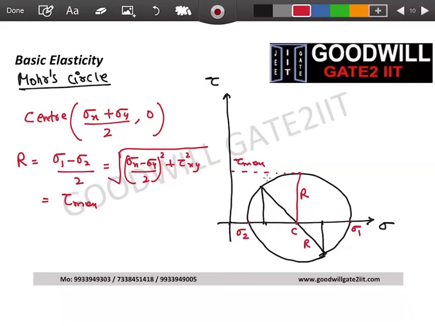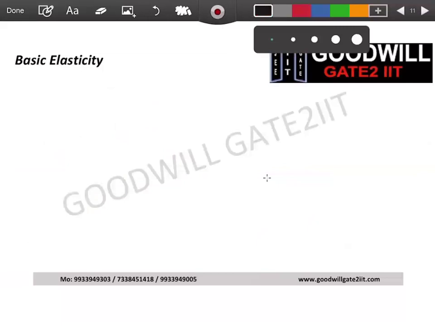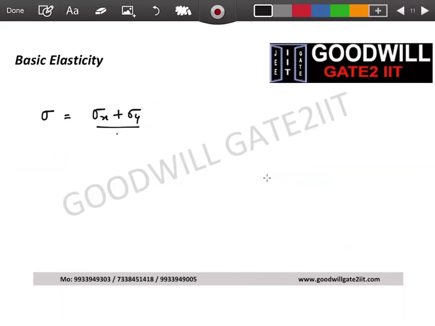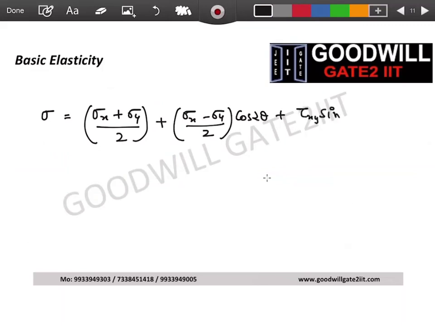Let me just quickly write that equation. So if you want to calculate sigma, that is normal stress, on any plane at an angle theta, if you recall, the formula was this, right? Sigma equals (sigma x plus sigma y) divided by 2 plus ((sigma x minus sigma y) divided by 2) into cos 2 theta plus tau xy sin 2 theta, correct?